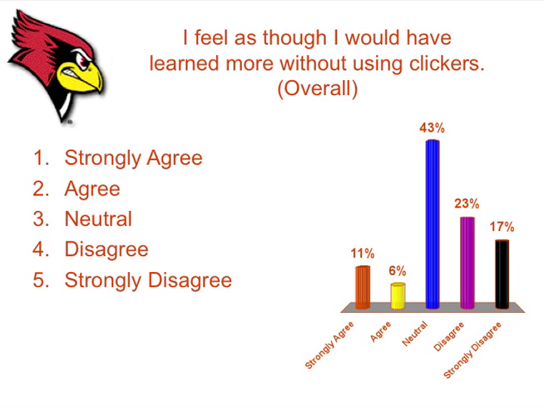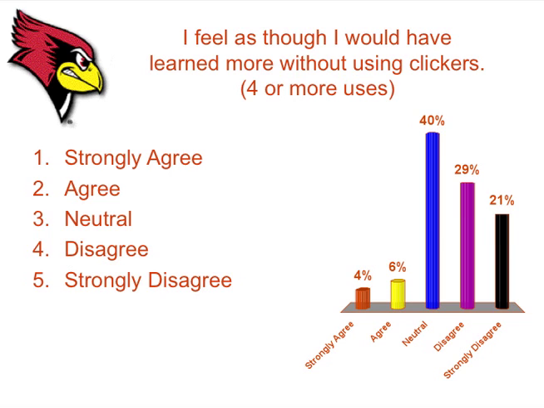Again, this is students' reporting of their own learning, so it's not necessarily as accurate as a pen and paper measure would be. But you can see that 40% of them think that they learned more by using the clickers. When we go to the 4 or more use folks, that goes up to 50% agree and 40% neutral. So you can see their perception of their own learning increases when they use these more times.